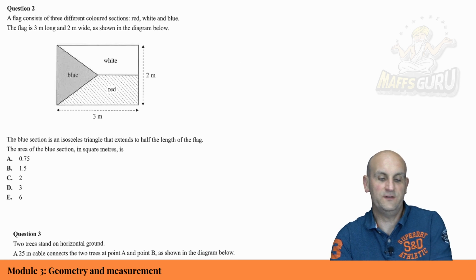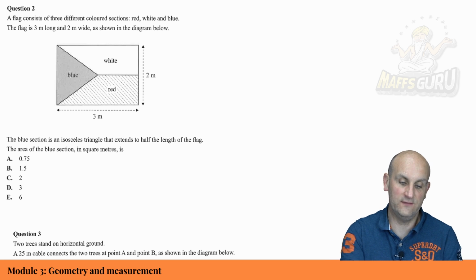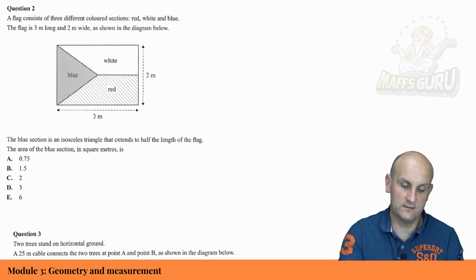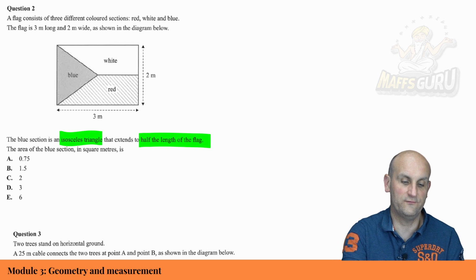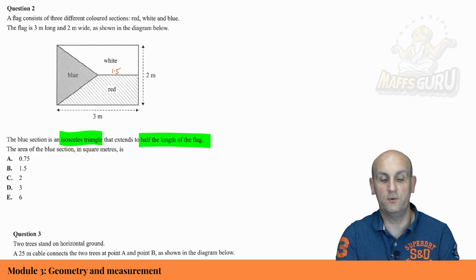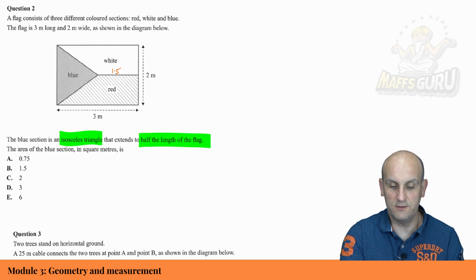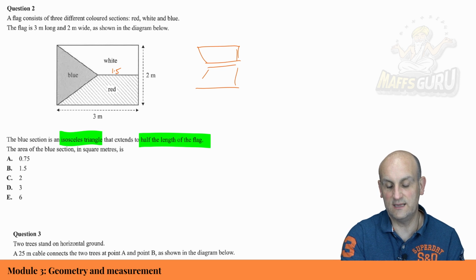Flag consists of different coloured sections. The great thing about here is they gave you this question and they said that the blue section is an isosceles triangle that's basically half the length of the flag. So what they were doing in code was telling you that that's actually 1.5. Awesome. So knowing that, I've got a trapezium, I've got exactly the same trapezium.